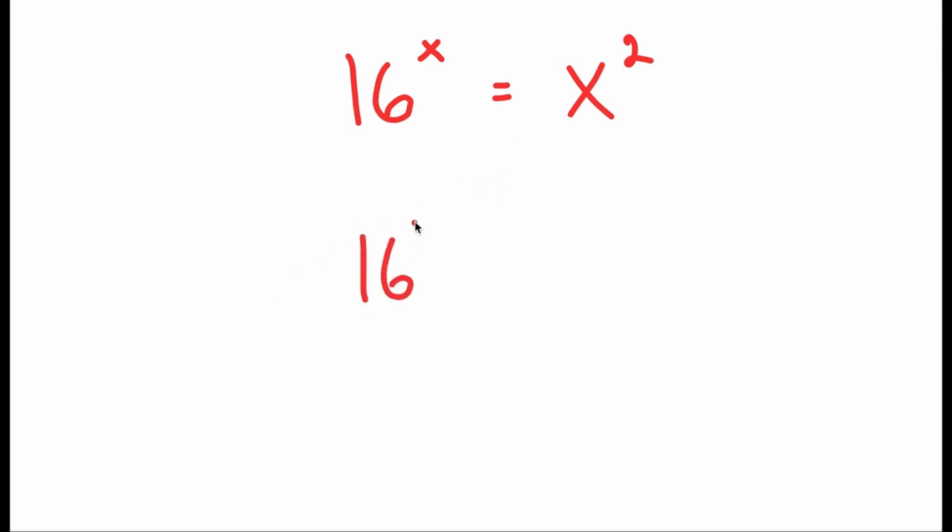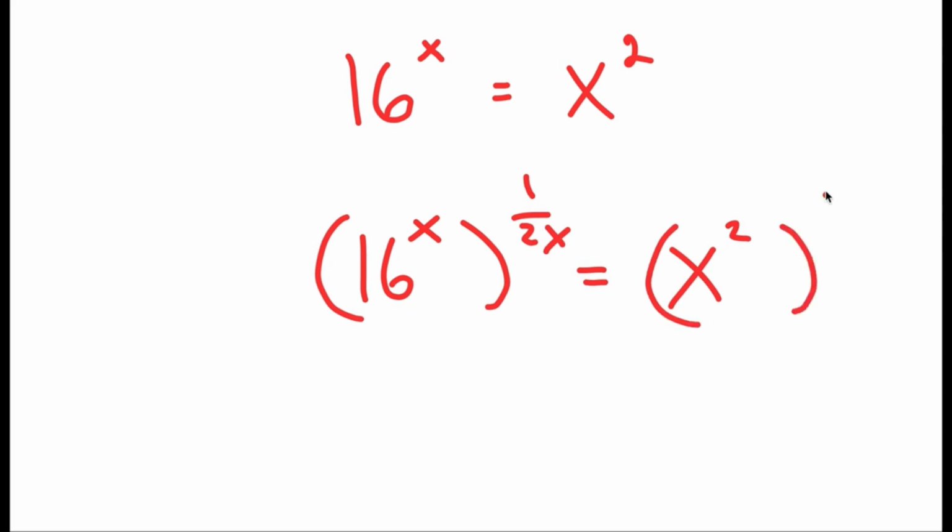Alright, so in this video, I'm going to solve the equation 16 to the power of x is equal to x to the power of 2. To solve this, I'm going to first start by taking the power of 1 over 2x on both sides. So I get 16 to the power of x to the power of 1 over 2x is equal to x to the power of 2 to the power of 1 over 2x.